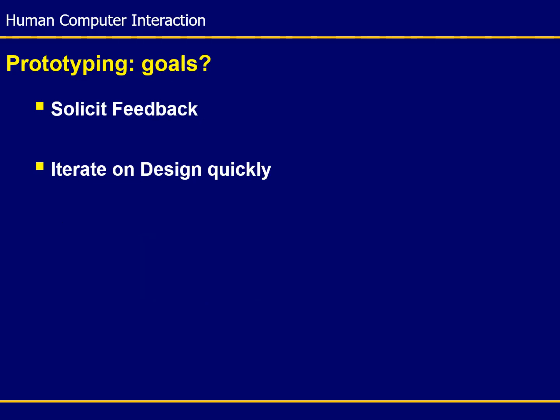So what are the goals of the prototype? The most important one is to solicit feedback from the user. You want the user to tell you what he believes of the system. And also to save you financial resources from developing the system, then scratching it and throwing it away, and developing another version, and throwing it away, and developing a third version, and throwing it away, and so on. Each one of those versions will be expensive to develop.